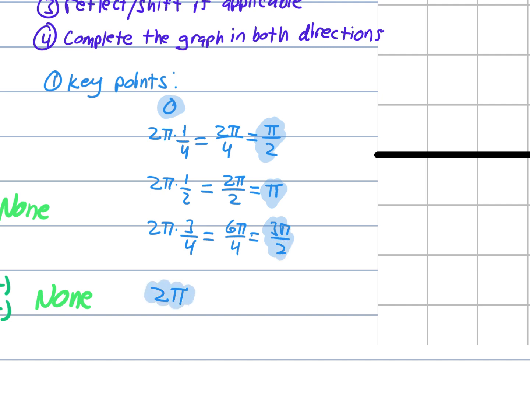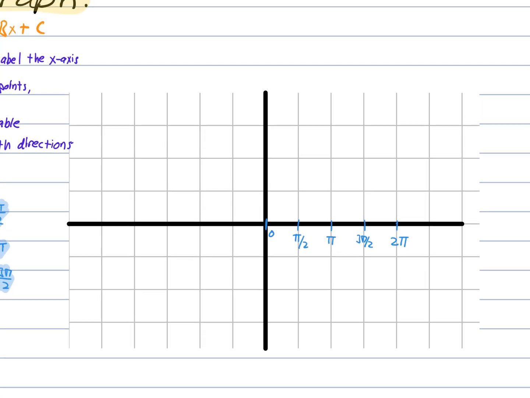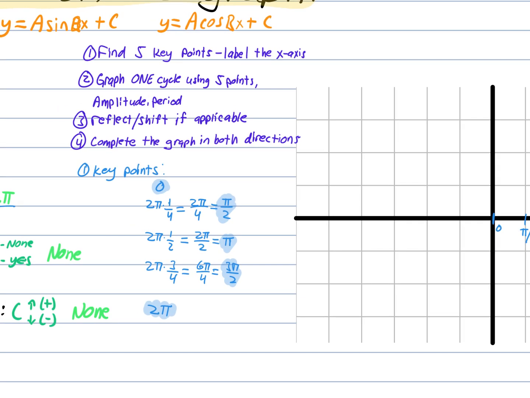All right, so I'm going to go ahead and do that now. I know that 0 is going to go right here. It's an unlabeled axis, so it doesn't really matter how you do it. Our quarterly mark is going to be at pi over 2. Halfway, it's going to be at pi. 3/4 of the way is going to be 3 pi over 2. And then the full period is going to be 2 pi. All right, so it's going to look something like that, using these 5 points that we got. So that was step 1.